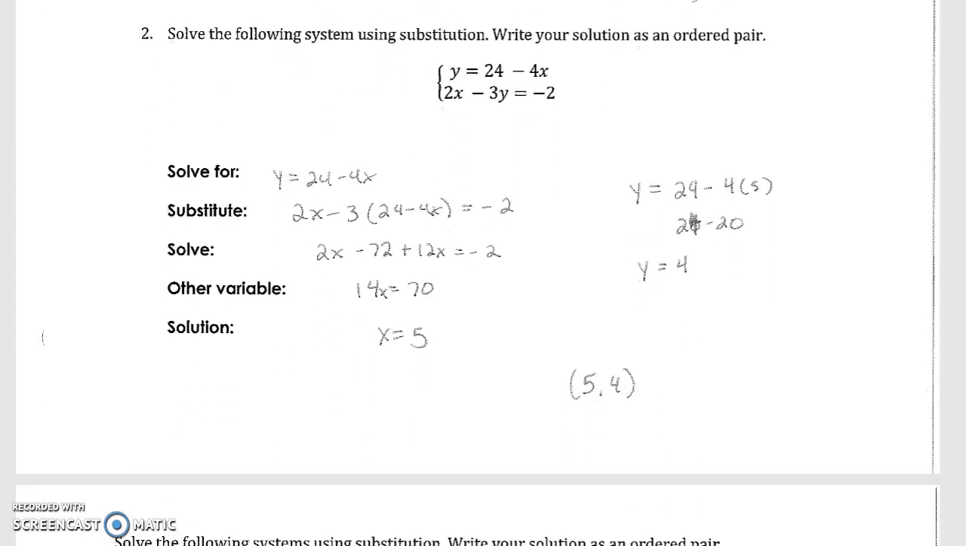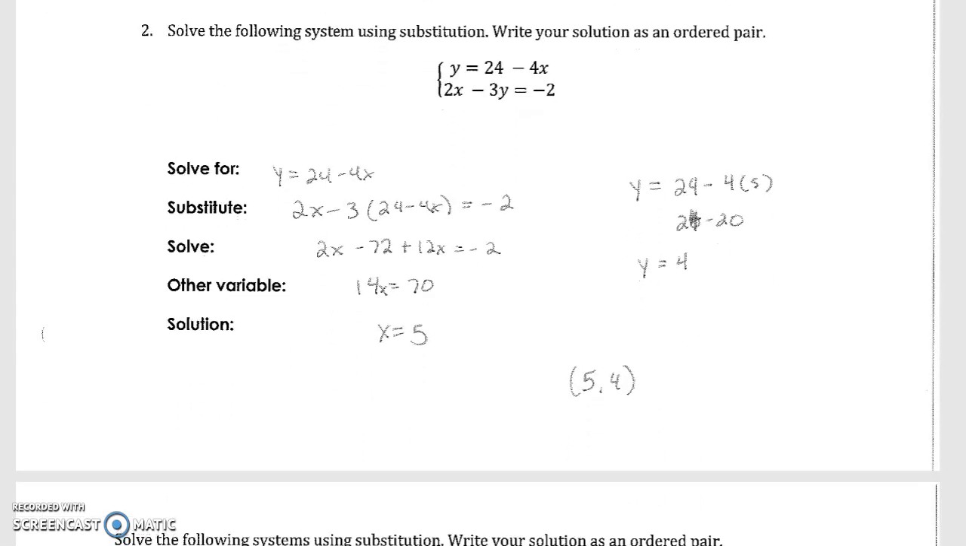Solve the system using substitution. Write your solution as an ordered pair. So our first step is to get a variable by itself. Notice it says y equals 24 minus 4x. That work is already done for you. So that first step, solve for, you don't have to do anything. It's already solved for. y equals 24 minus 4x.